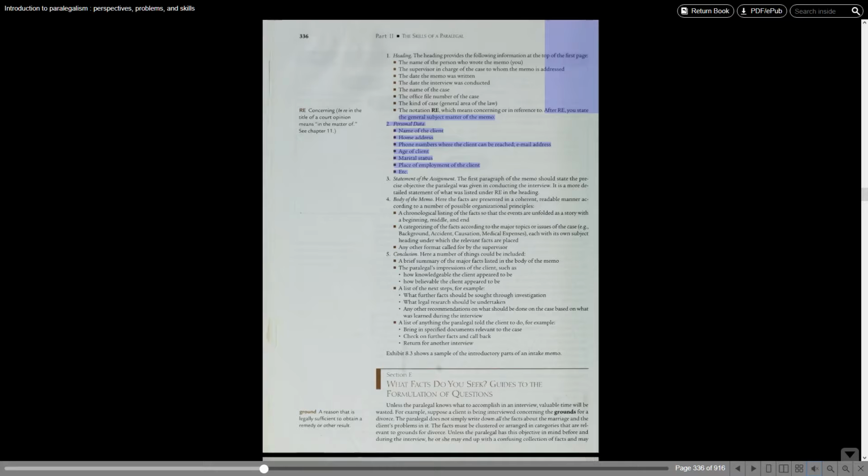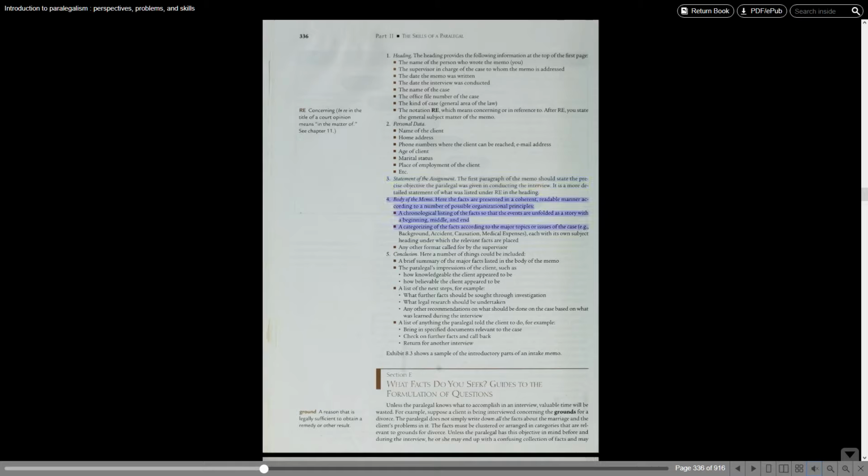Two, Personal data: name of the client, home address, phone numbers, where the client can be reached, email address, age of client, marital status, place of employment of the client, etc. Three, Statement of the assignment. The first paragraph of the memo should state the precise objective the paralegal was given in conducting the interview. It is a more detailed statement of what was listed under Re in the heading.